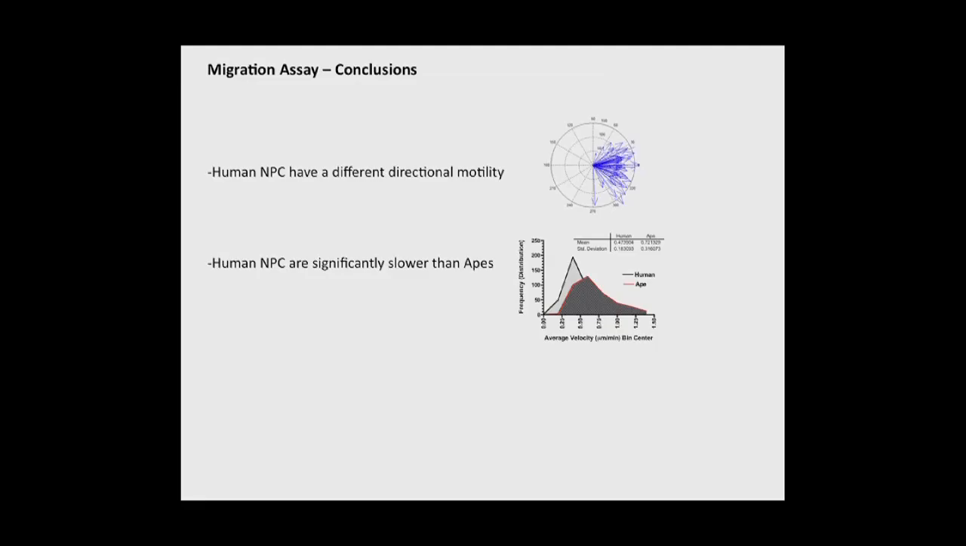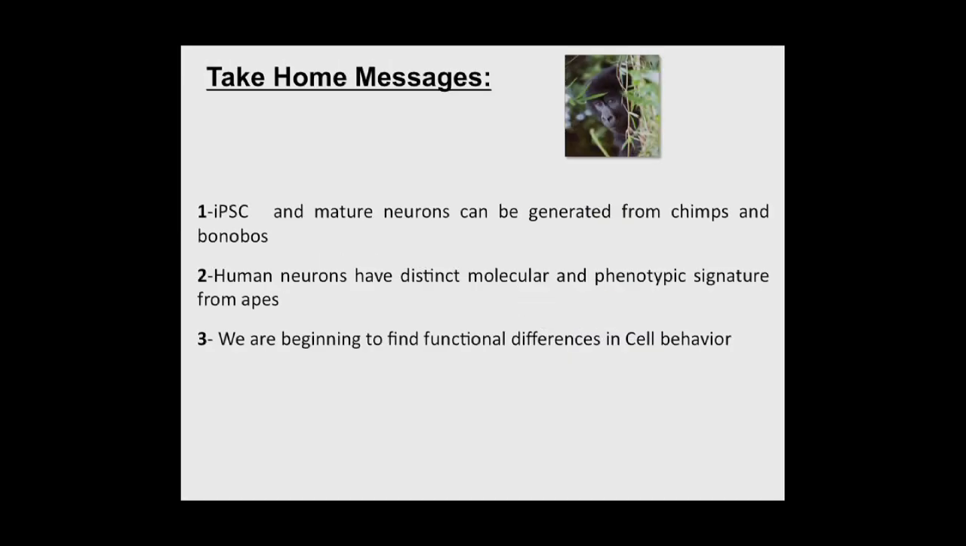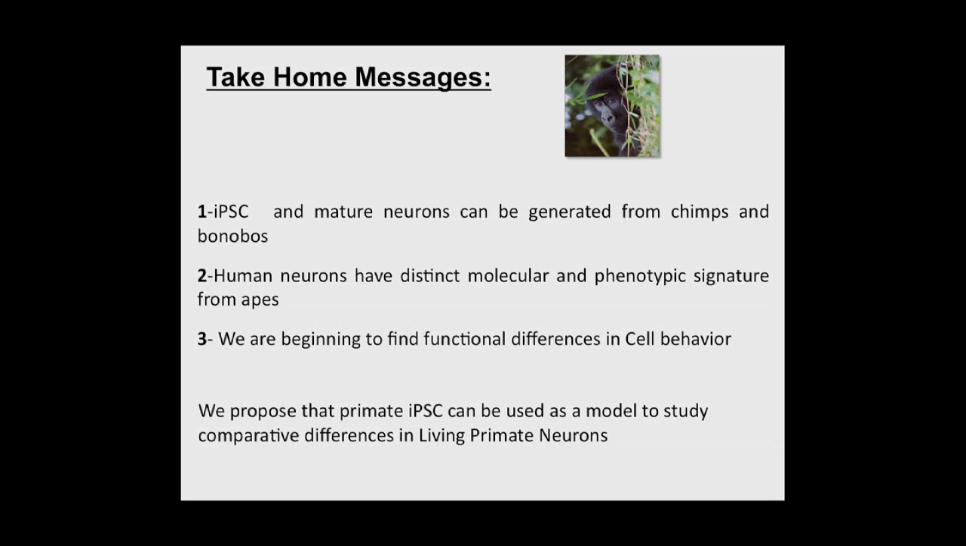So I'll leave you with the idea that we're beginning to develop assay systems using living cells that allow us to extract new information about RNA, about the anatomy, and about the functional characteristics of the cells. And we're developing new assay systems that allow us to determine whether or not the genes that we do find out that are different are functionally important in the context and within the limitations that we have. So we're beginning to find these cellular differences, as I just summarized, and we believe that this will be a useful additional assay system within which to look for differences between living primate neurons.